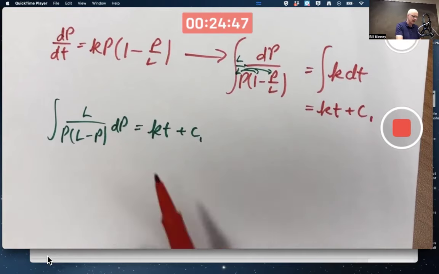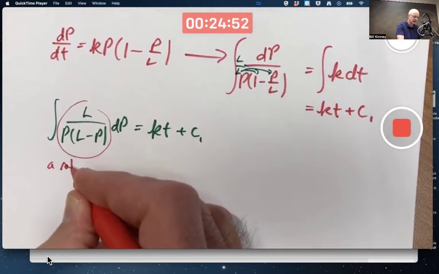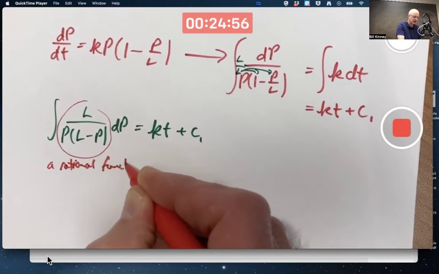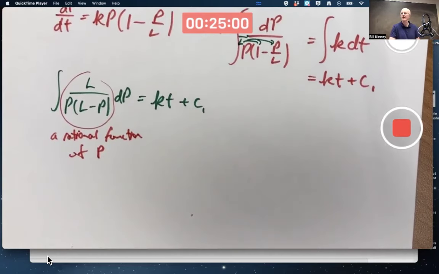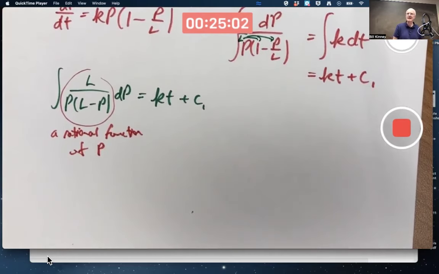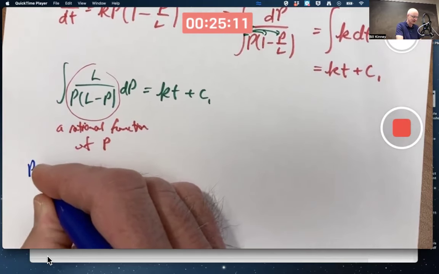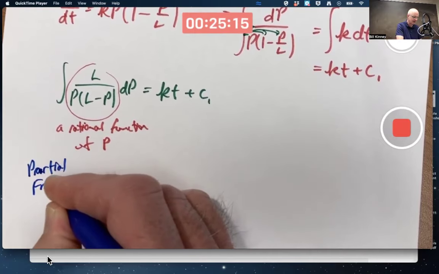But now what do we do? How do we do this integral? That's a rational function of P. Do you remember what technique we need to integrate rational functions? The A and the B, what's that called? Partial fractions. Partial fractions, our favorite technique.